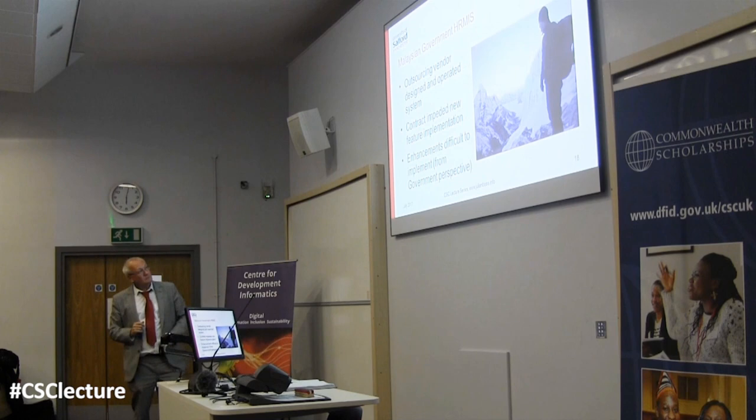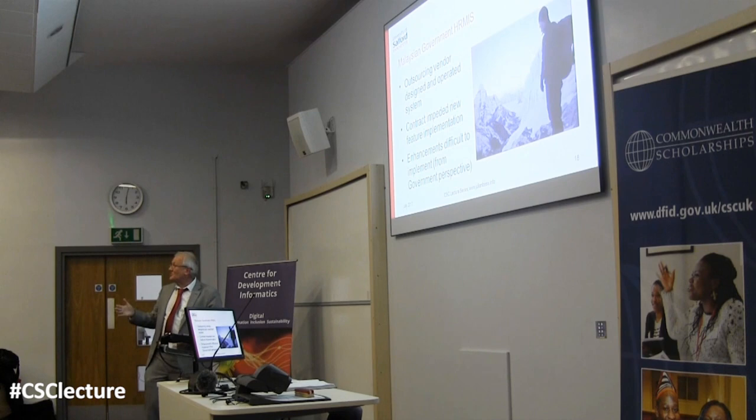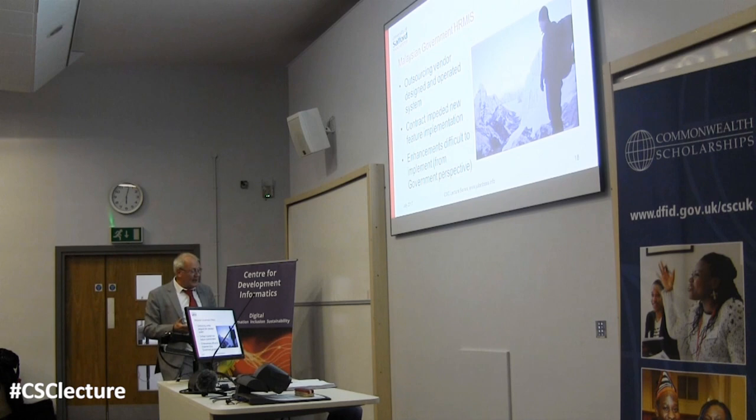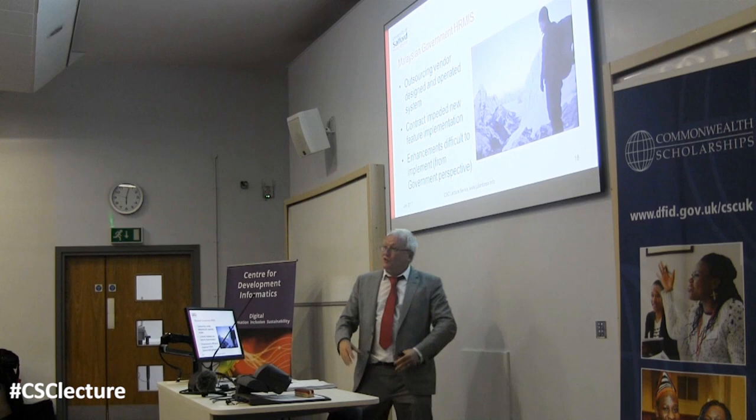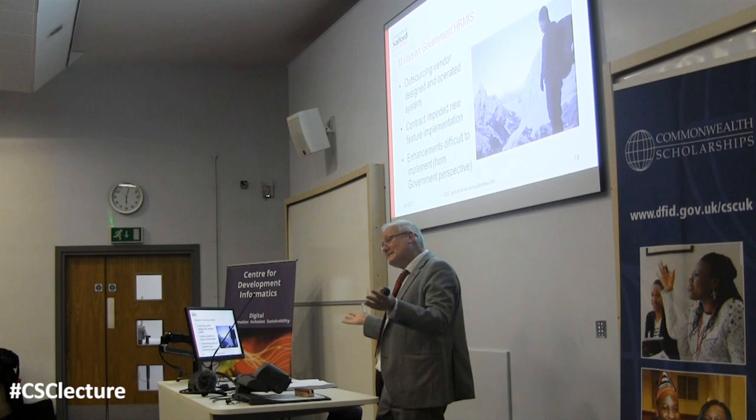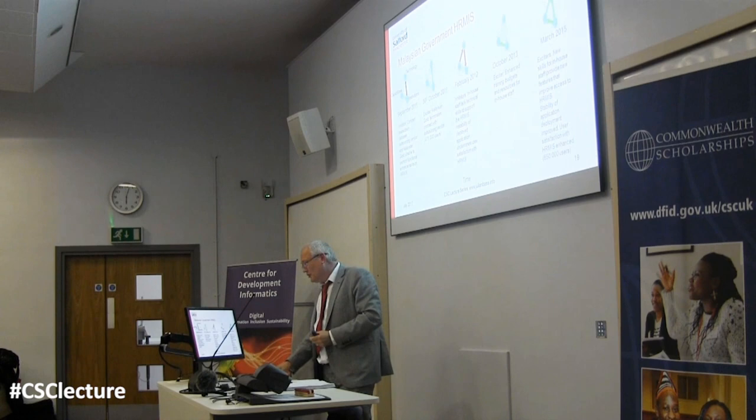But over a period of time, the relationship with that outsourcing vendor deteriorated, as sometimes happens. The contract meant that it wasn't very easy for the government to get new features into the system, so they were finding it more and more difficult to do enhancements. So here you are, you've got some large, complicated, what some people call a legacy software system, and you'd like to get more control of it. So what do you do?